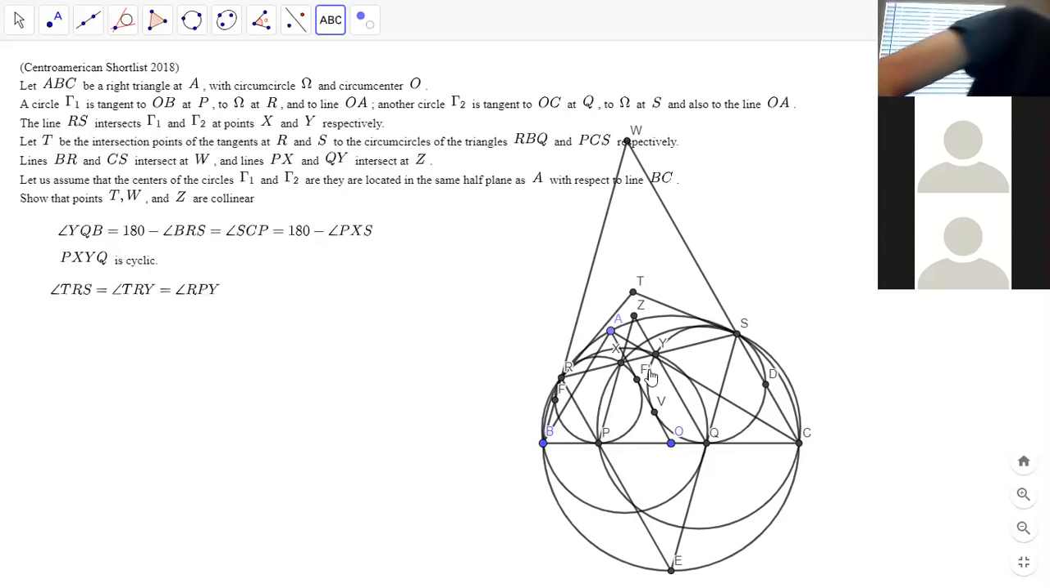So I think we need to use BAC is the right angle. We will use it here. Yeah. So R is the midpoint of arc AB. E is the midpoint of arc BC. And I think by an angle chase, since S is the midpoint of AC, that's enough to show that, yeah, hold on a second.